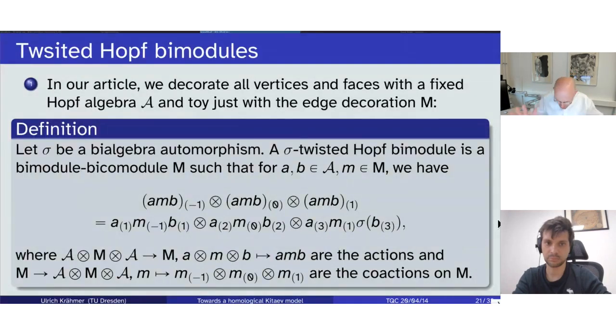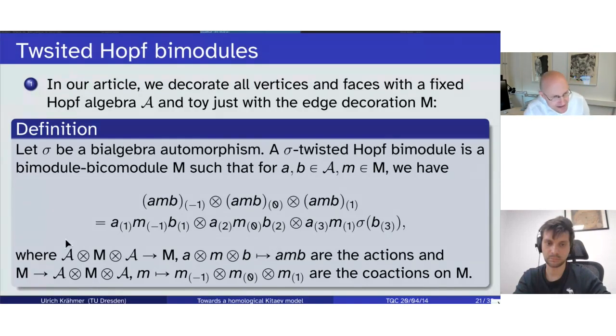So we have one Hopf algebra curly A, which let's assume is finite dimensional over a field. But already we toy with the edge decoration, and we no longer assume that we just write the Hopf algebra on the edges, but we write a bimodule, bi-comodule M onto these edges. And we started from there, and then we tried to work out what are the exact assumptions that we need to make to have these theorems work at the end, okay?